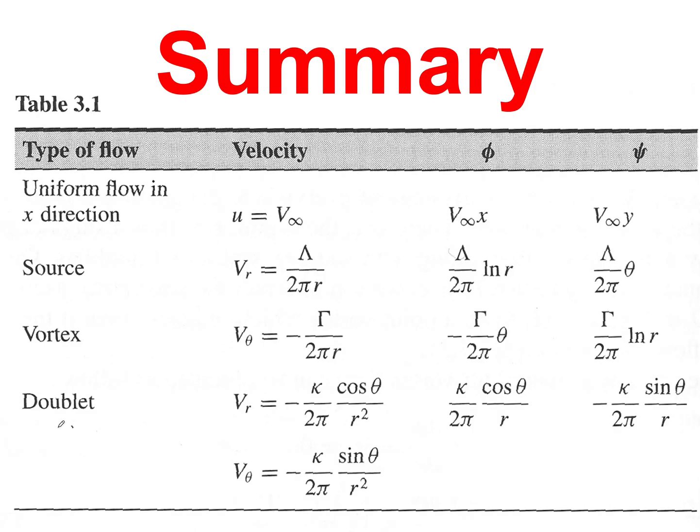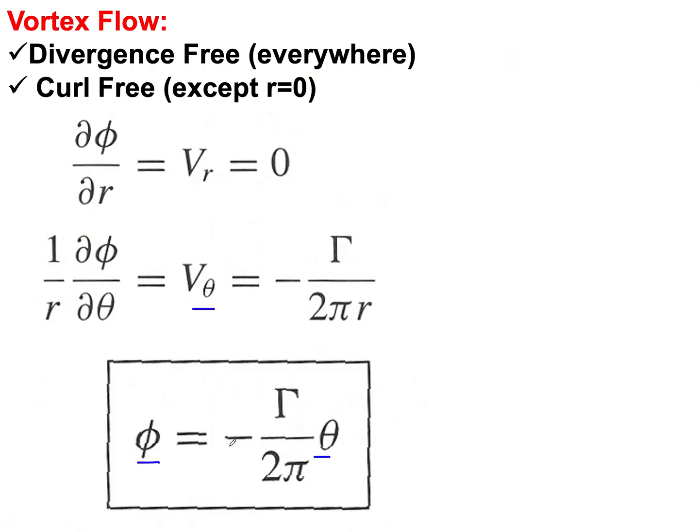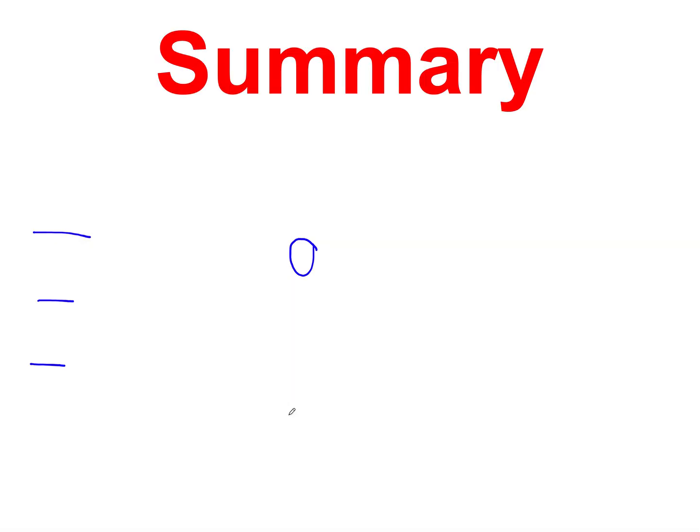And here's a summary of what we have done so far. We looked at the uniform flow, source, sink flow, so depending on the sign of this guy, and a doublet flow, and lastly we looked at the vortex flow. And depending on the sign of the gamma, your sense of rotation could be clockwise or counterclockwise. So you can play with that using the sign of the gamma.